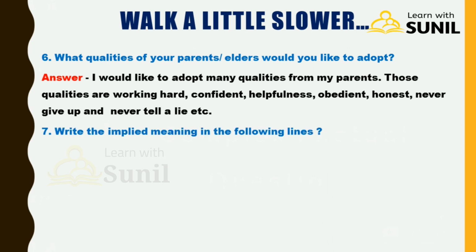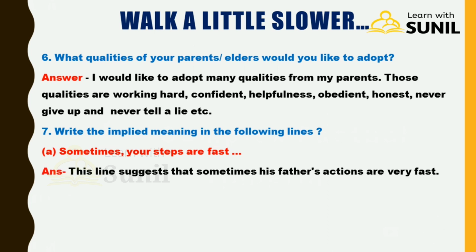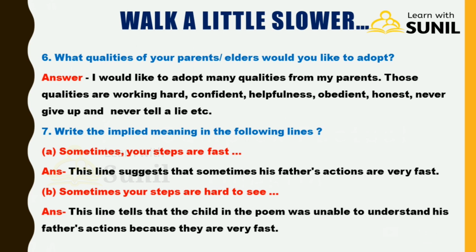Seventh question. Write the implied meaning in the following lines. First, sometimes your steps are fast. Answer. The line suggests that sometimes his father's actions are very fast. B. Sometimes your steps are hard to see. Answer. The line tells that the child in this poem was unable to understand his father's actions because they are very fast.